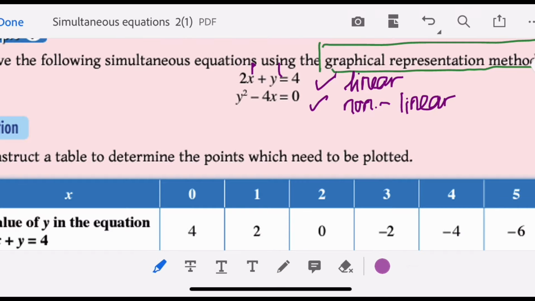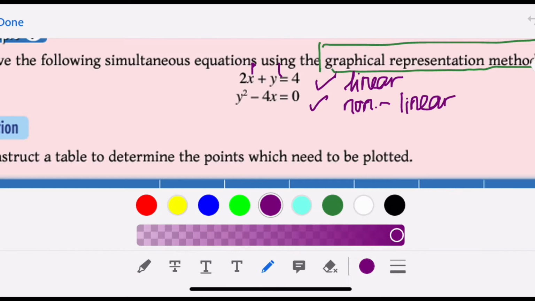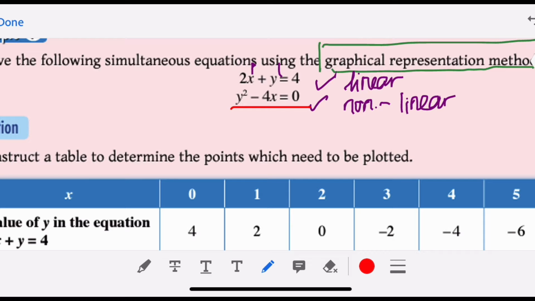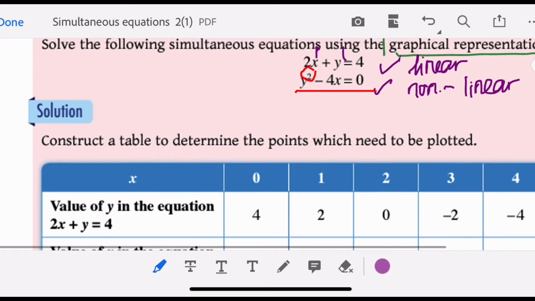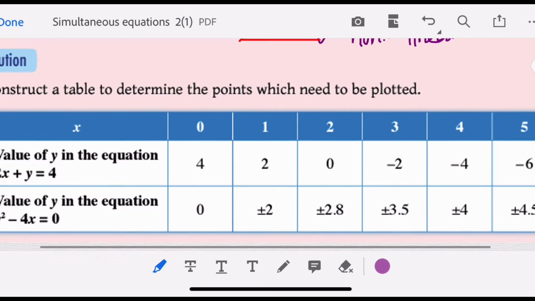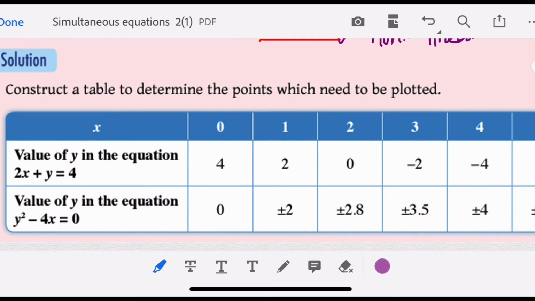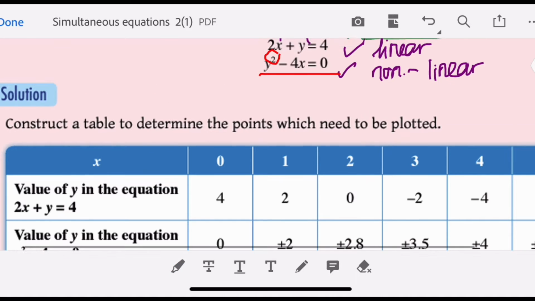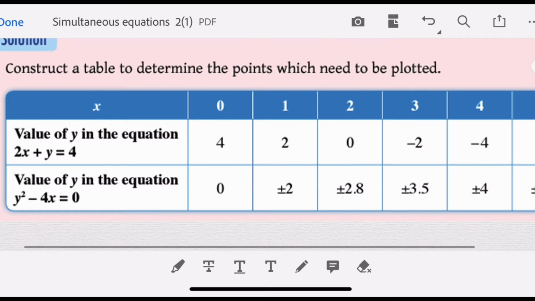And why do we say this next one is non-linear? Because the power of y is 2. So non-linear means the power of the unknown will not be 1. It can be -1, can be 2, can be 3. Right, so it will become a curve.